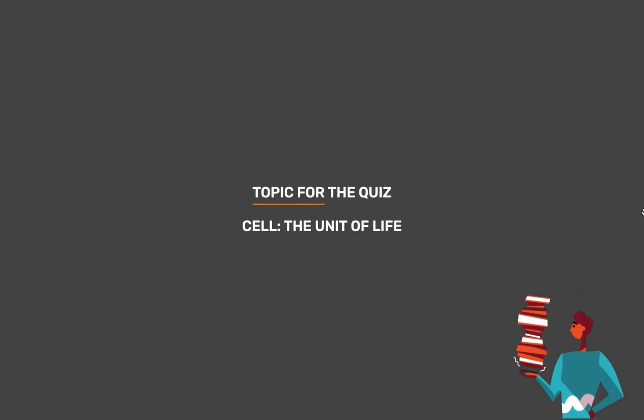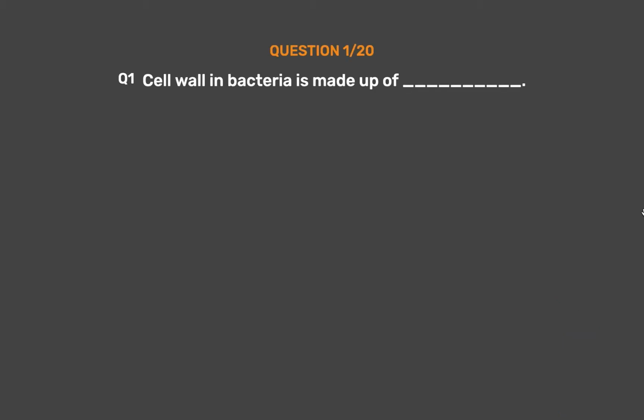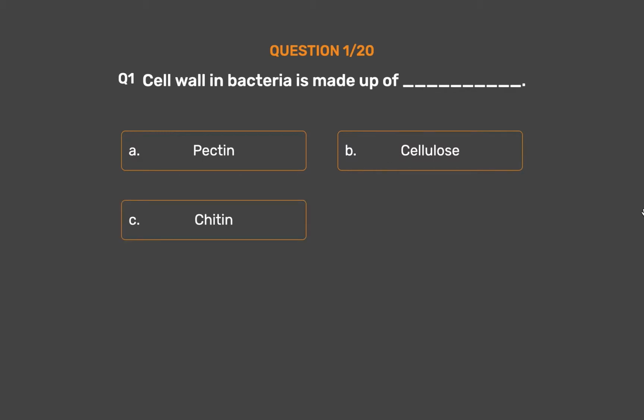Topic for today's quiz is cell, the unit of life. Question number 1. Cell wall in bacteria is made up of underscore. Option A, pectin. Option B, cellulose. Option C, chitin. Option D, membrane.